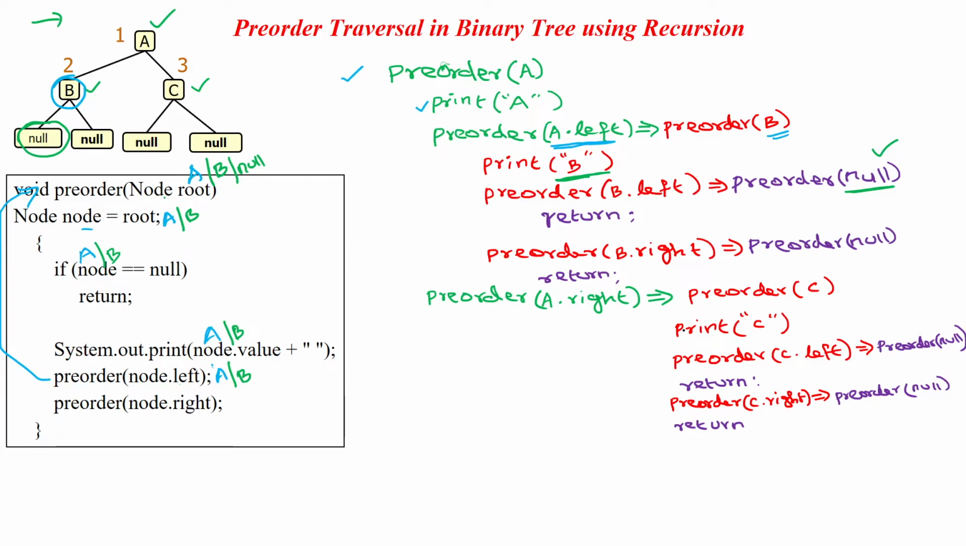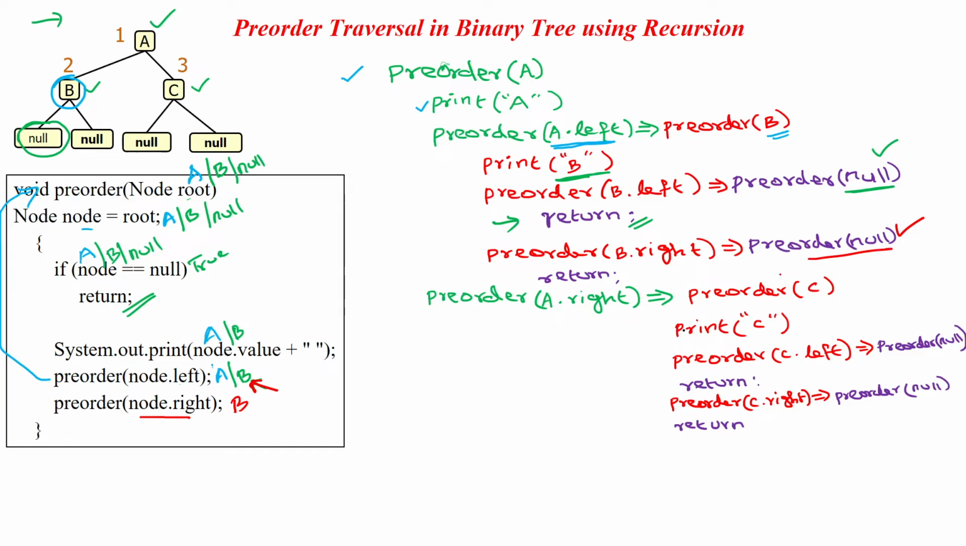Once we pass null here, null is assigned to the node. Now null equal to null is true. Once it is true, it returns nothing. Once that is over, the most recently visited node is B. So for B, we have to execute node dot right. B dot right is again null, so we are passing null.